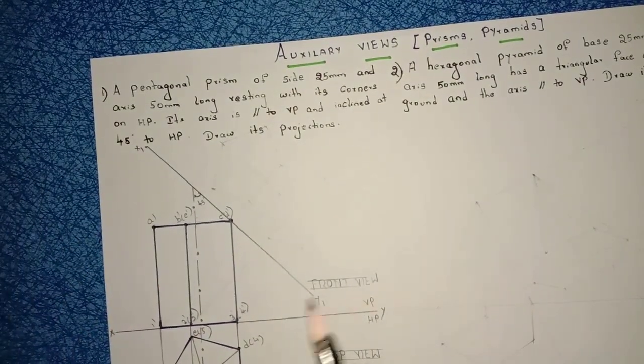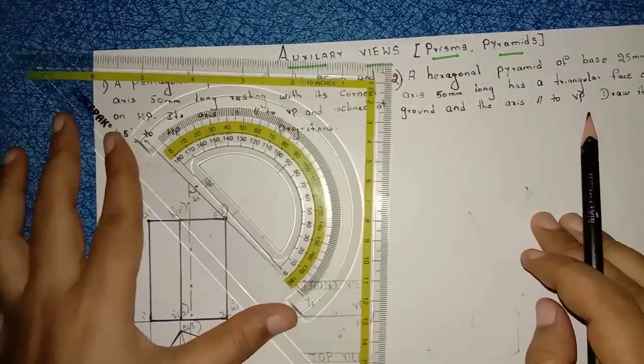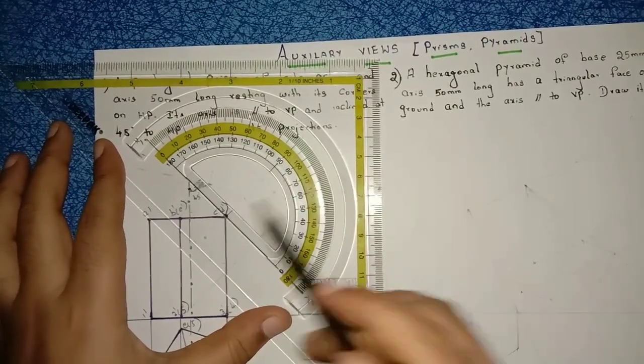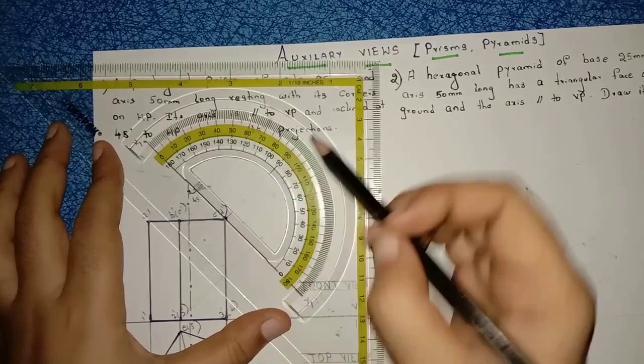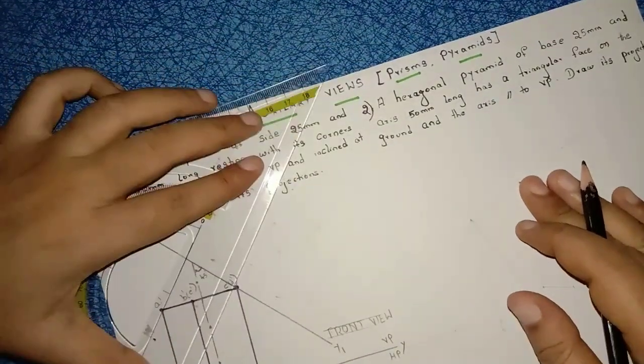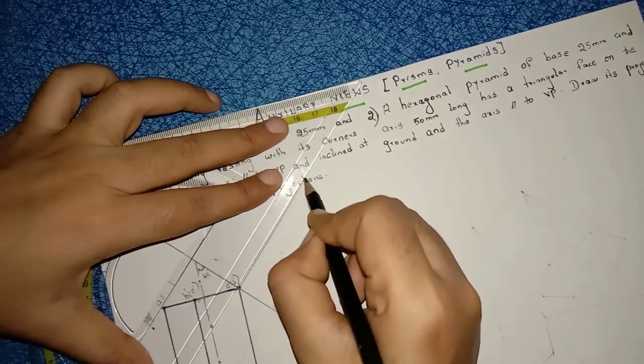Right? After that, now same. Place your protractor on this x1, y1. From C point, from this corner, mark 90 degrees. Now, draw this perpendicular line.